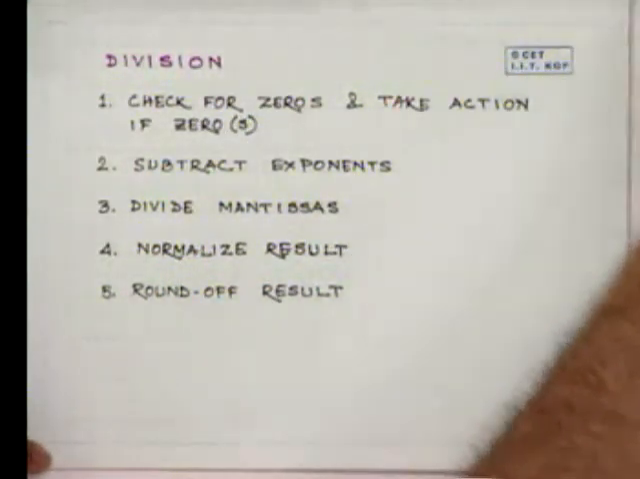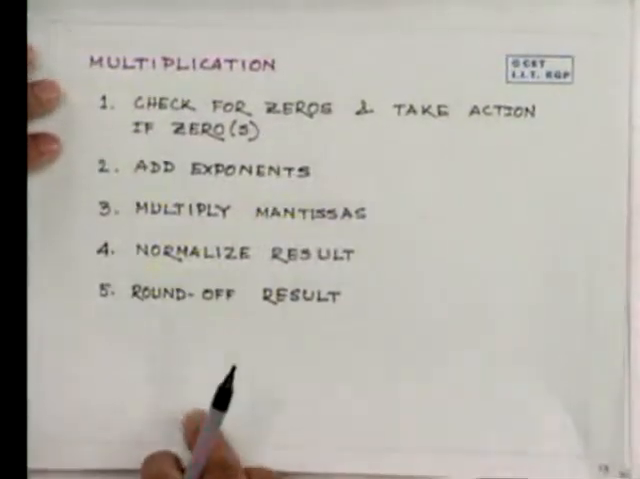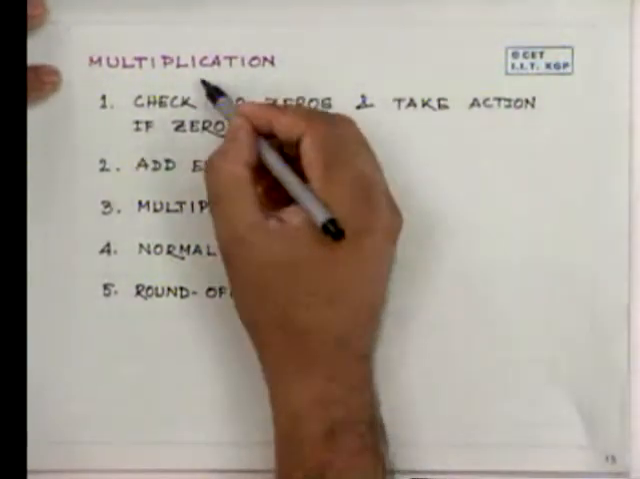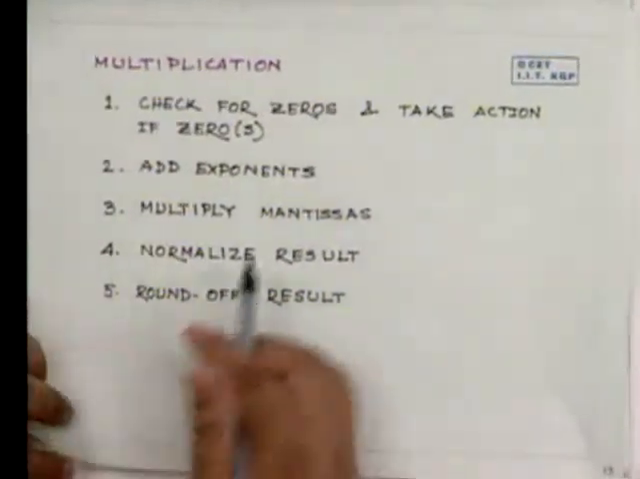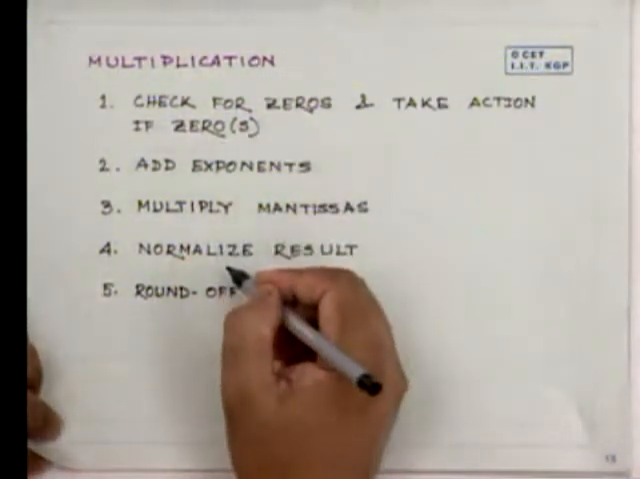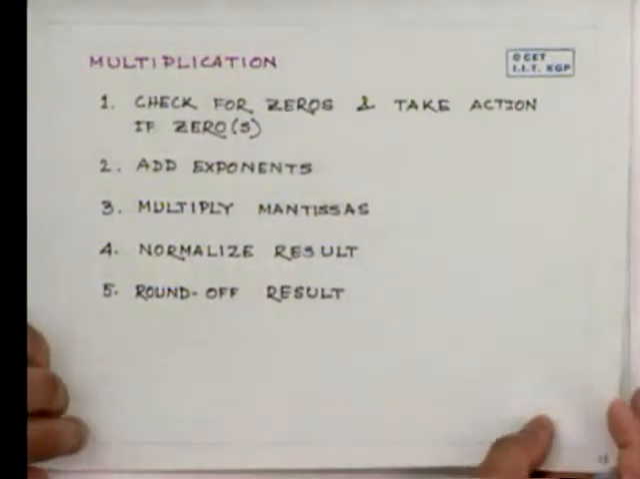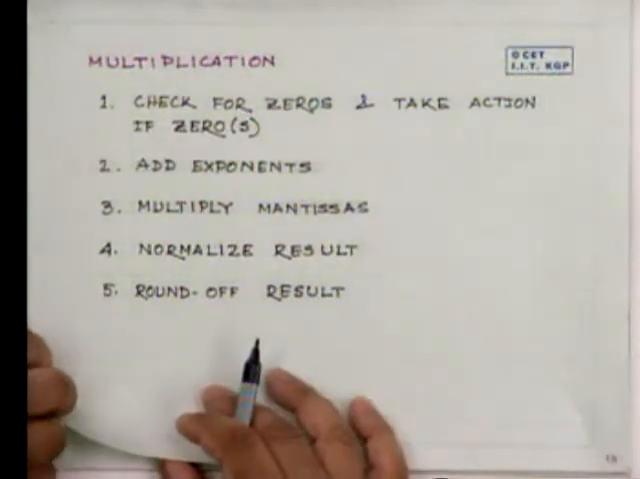Therefore, I have just shown the basic steps involved in the multiplication as well as in the case of a division. The detailed algorithm can be worked out, and naturally the corresponding hardware units can be constructed. Now let us see what can be the errors of these operations.